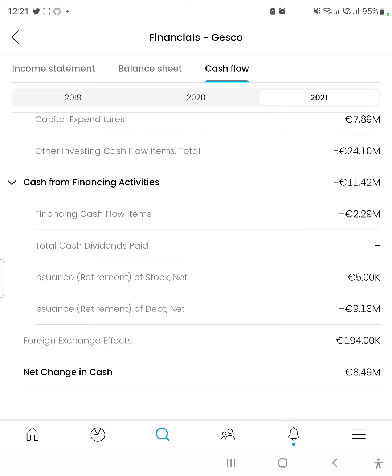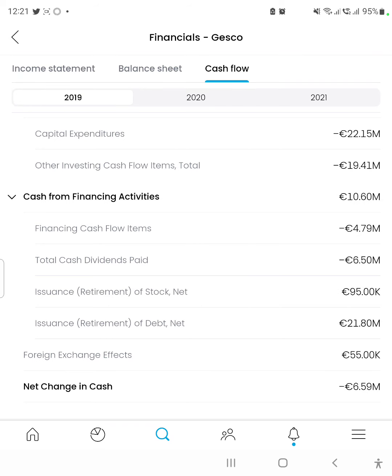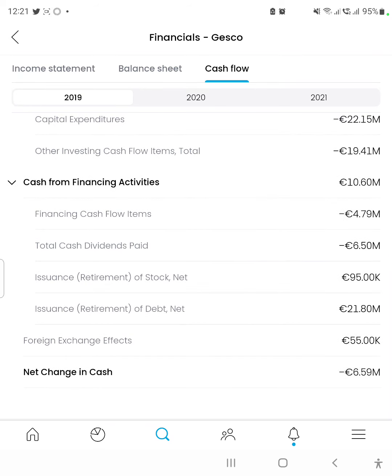Let's just check the difference in net change in cash from each financial year. 20.77 million euros in 2020, and in 2019 it was negative 6.5 million euros. So it did a good job from the 2019 to 2021 financial year. Gained quite a lot of cash, or at least it managed to store a lot of cash. But from the 2020 to 21 financial year, it managed to lose about 12 million euros. But it's not as though that's a bad thing.